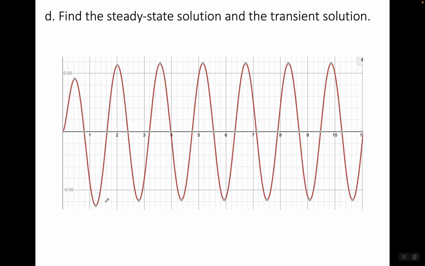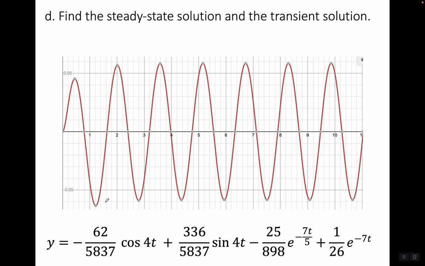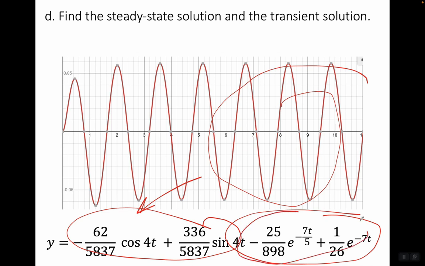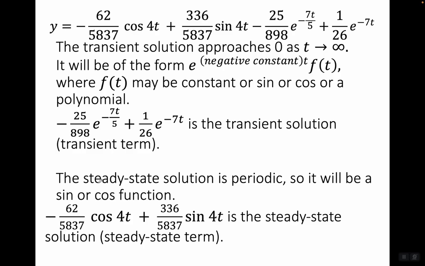Find the steady state solution and the transient solution. Okay, the steady state solution is going to be this part of the solution, and the transient solution is going to be this part of the solution. Why? Well, this part over here is essentially the negative 62 over 5837 cosine 4t, and so on. And this part over here, that's what's dragging down the function over here. More precisely, the transient solution approaches 0 as t approaches infinity.